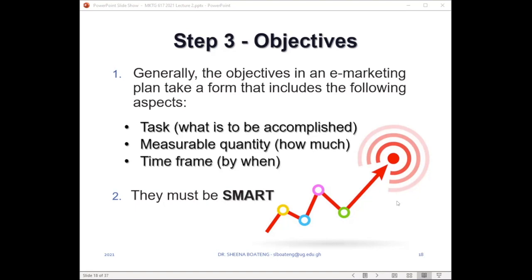Nuruddin, the second one. Okay. The second one is measurable. Good. What does that mean? You should be able to measure the objective. So when we are specific about the objective, say the number. So measurable, you say 5,000, for example. So how are you going to be able to achieve that 5,000? Good. And then what is the value of that 5,000 to your objective? Good. And like I always say, you cannot manage what you do not measure. So measurement is very important. Thank you, Nuruddin, for that one.